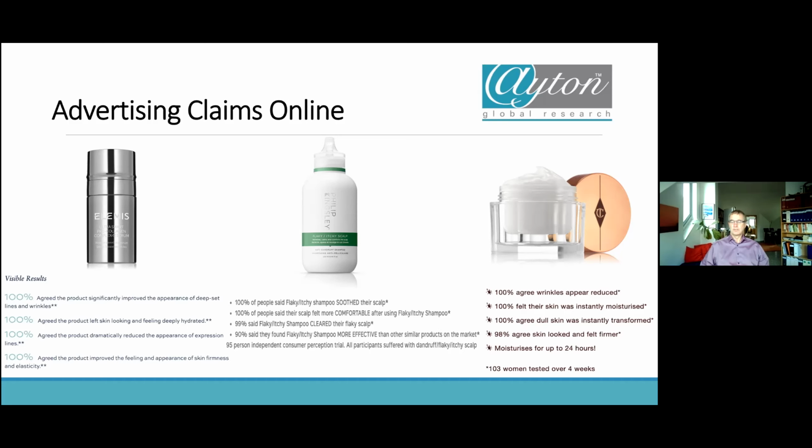These are all conducted through consumer research. Elemis have got some amazing 100% claims there: things about the appearance of wrinkles, the skin feeling deeply hydrated, the appearance of expression lines being reduced, all these lovely anti-aging claims. Philip Kingsley have got some lovely claims about their hair care product, which helps with a scalp. You can see how high those percentages are and how that would really help elevate their marketing. And Charlotte Tilbury have also got some fantastic claims from their consumer research study.